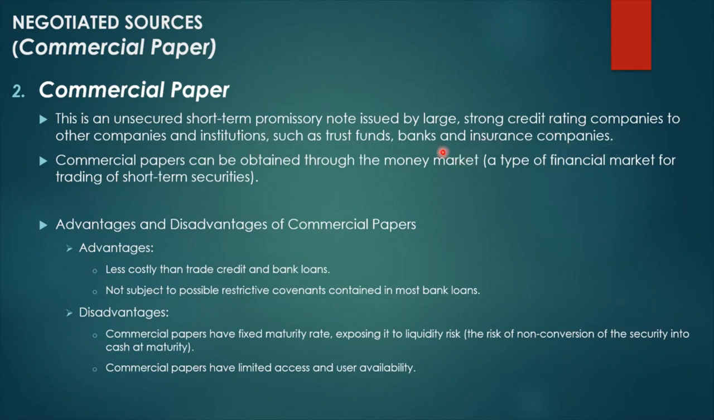And these commercial papers can be obtained through the money market. Ito yung money market daw is a type of financial market for trading of short-term securities. Now, ano tong commercial papers? As you can see here, ito yung mga promissory notes na ini-issue, mga unsecured sila, na kung saan short term rin sila na ini-issue ng mga companies na may strong credit rating.